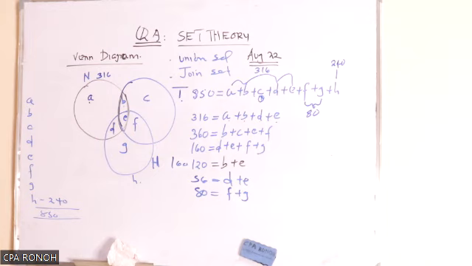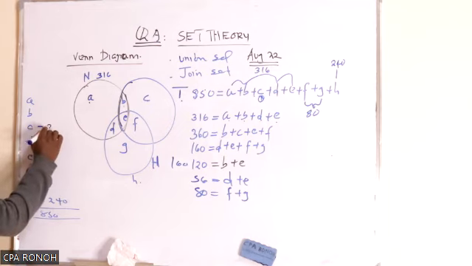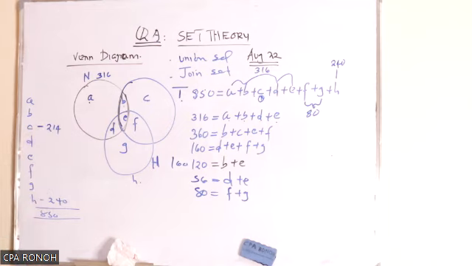So kindly compute for me. I don't have a calculator here. So what is the value of C? 214. So you will come and write here the value of C is 214.